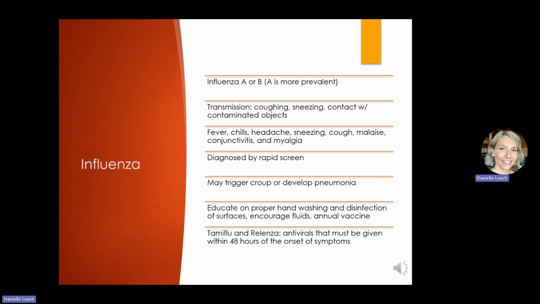Two treatments for influenza are Tamiflu and Relenza. So these are antiviral medications that can help with the symptoms of the flu. The only thing about them is that they must be given within 48 hours of the onset of symptoms.